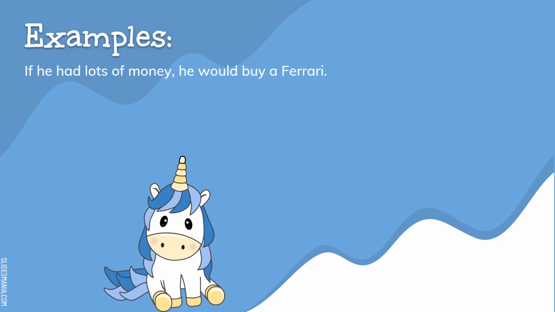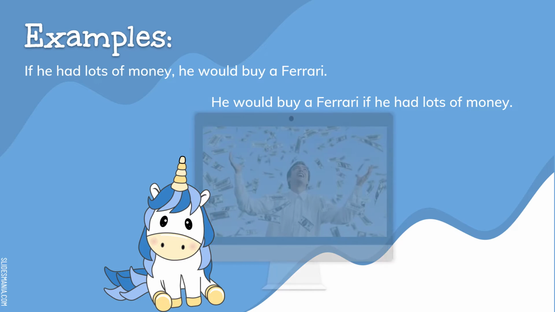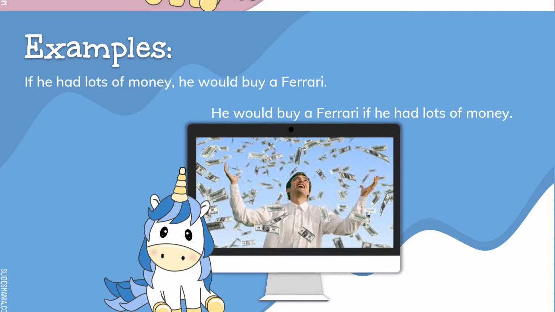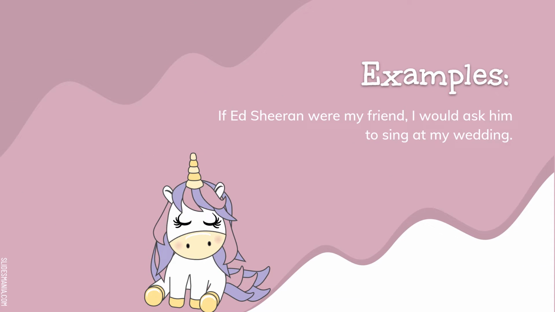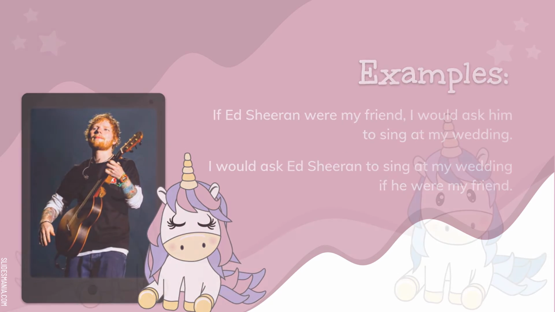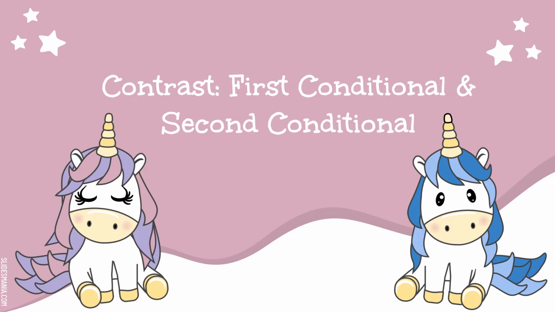Here are some examples. If he had lots of money, he would buy a Ferrari. That's the same we said before. Now let's invert the order. He would buy a Ferrari if he had lots of money. It's conveying or communicating the same thing. The other example we saw, if Ed Sheeran were my friend, I would ask him to sing at my wedding. So let's invert the order. I would ask Ed Sheeran to sing at my wedding if he were my friend. Notice that when we're doing the inverted order, we do not have to use a comma before the if.